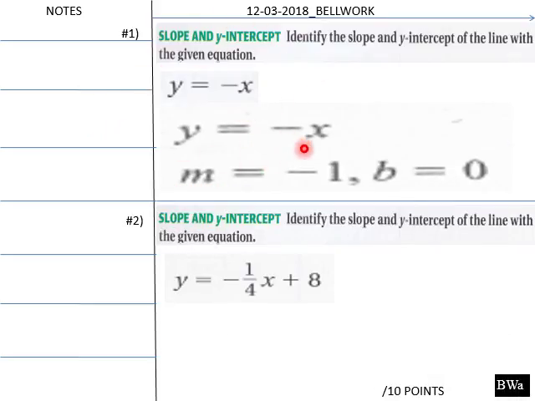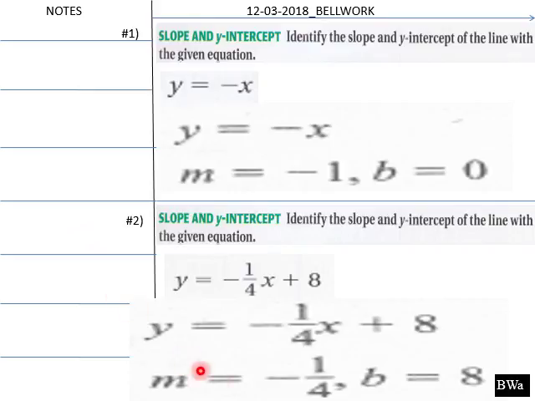And then y equals negative x, and m equals negative 1. Here's our negative 1 here. There is no y-intercept. Y equals negative x is the line that goes like this. And then identify slope and y-intercept of the line with a given equation here. So negative 4x plus 8. So our m would be negative 4, and then our y-intercept would be 8.